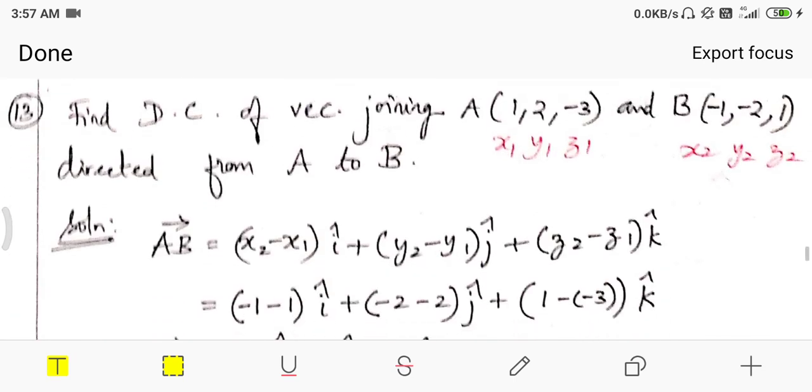Question number 13, as I told, we are asked to find the direction cosines of the vector joining A and B. A I have taken as x1, y1, z1, and B I have taken as x2, y2, and z2, directed from A to B. This 13th question we'll see in the next file.